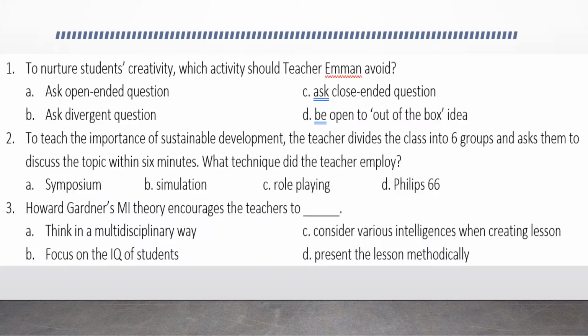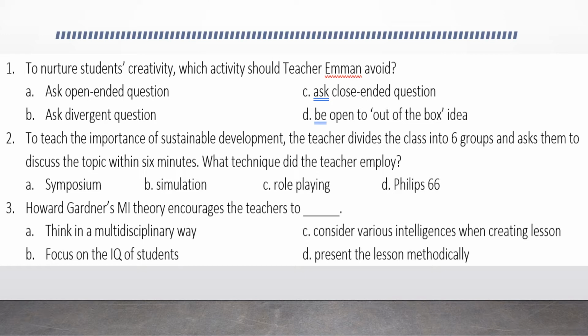Okay. Question number one. To nurture students' creativity, which activity should teacher Eman avoid? A. Ask open-ended question. B. Ask divergent question. C. Ask closed-ended question. Or letter D. Be open to out-of-the-box idea.